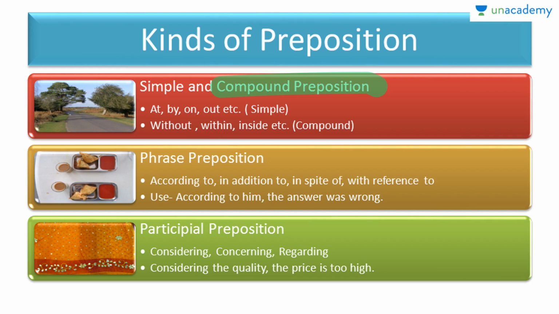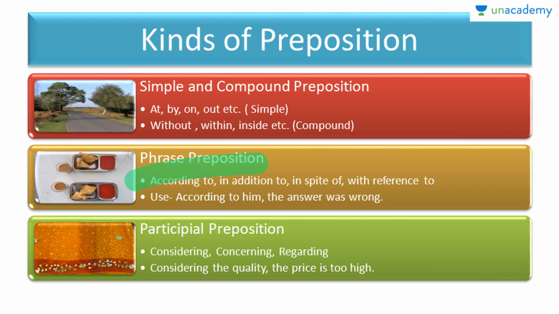So we see without, within, inside. In all these 3 examples, we can see that the words are made up of 2 different words: with and out, with and in, in and side. That's why they are called compound prepositions. The next category that we have is phrase preposition. A phrase is a part of a sentence which does not make complete sense. There are 2 or even 3 different words which go on to make a kind of preposition.